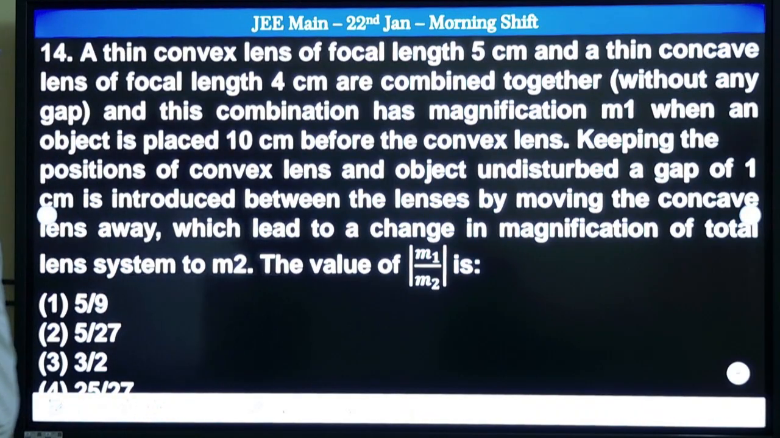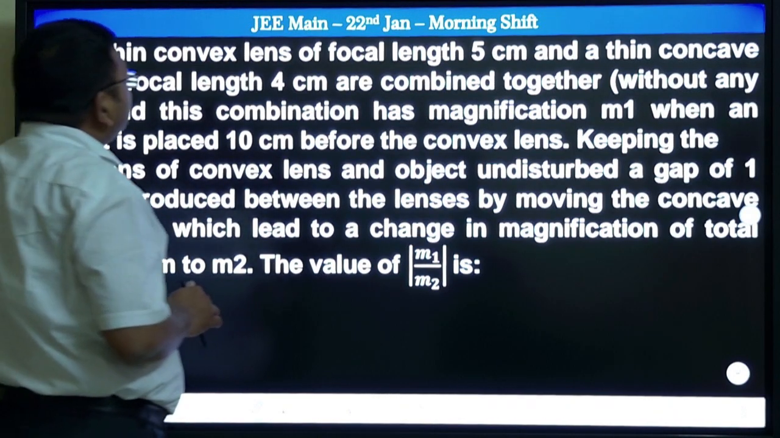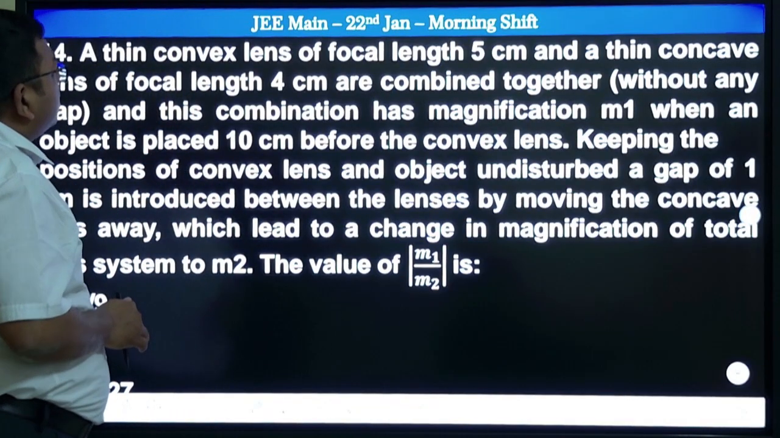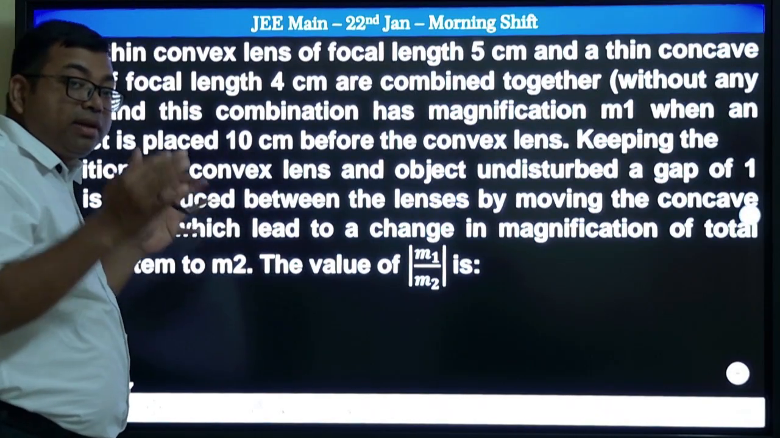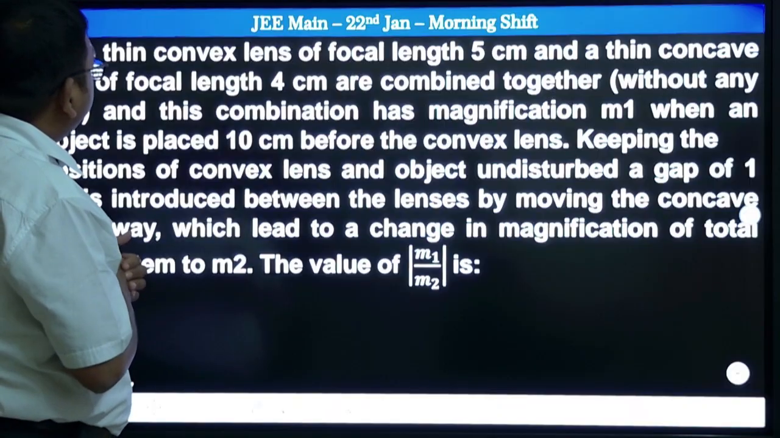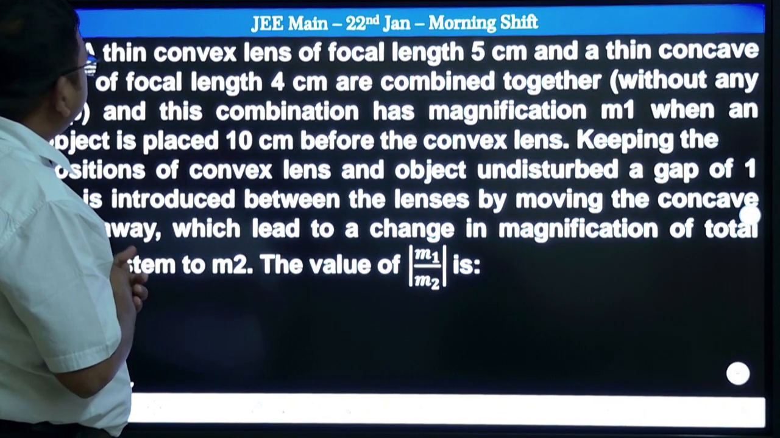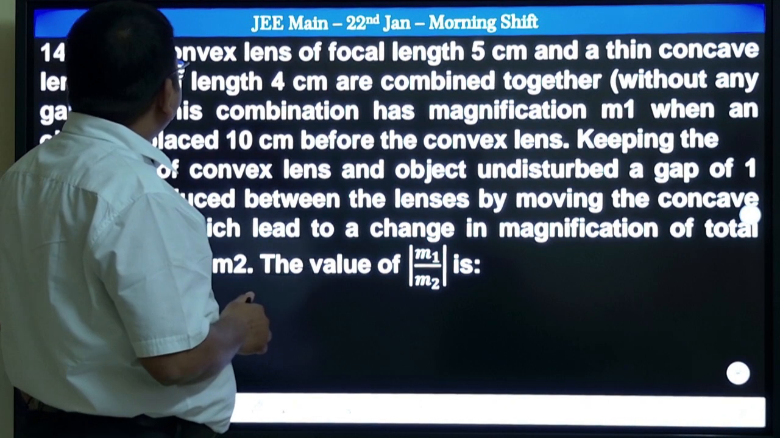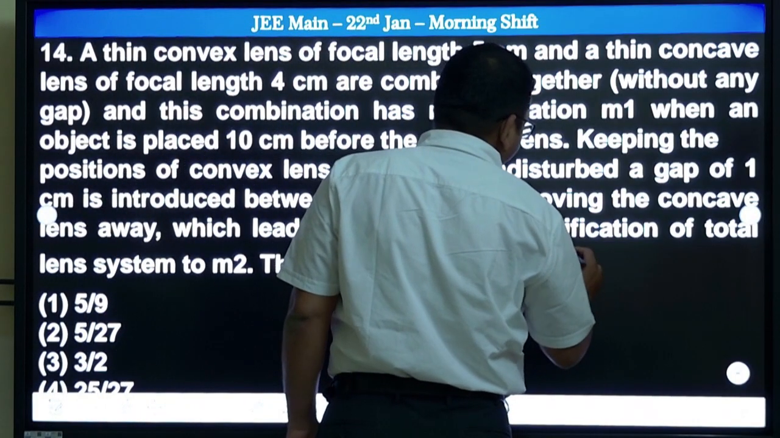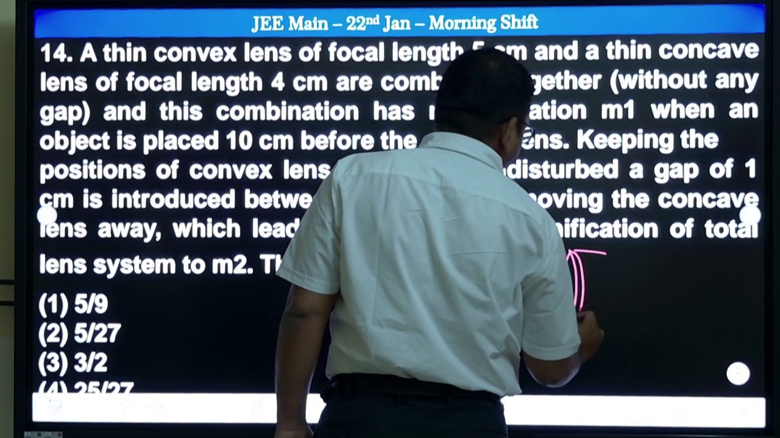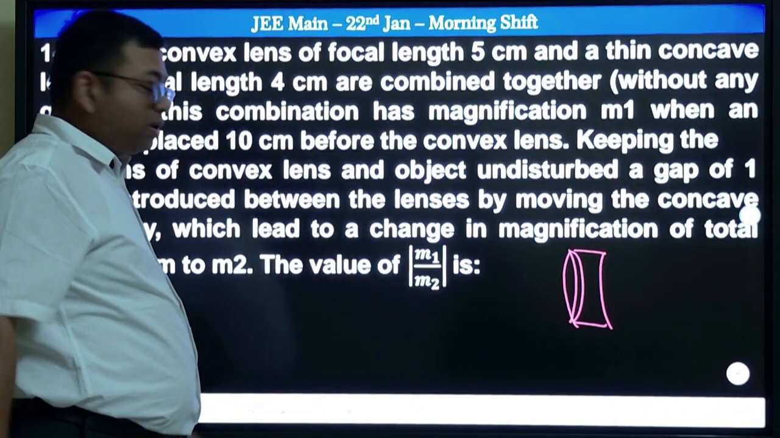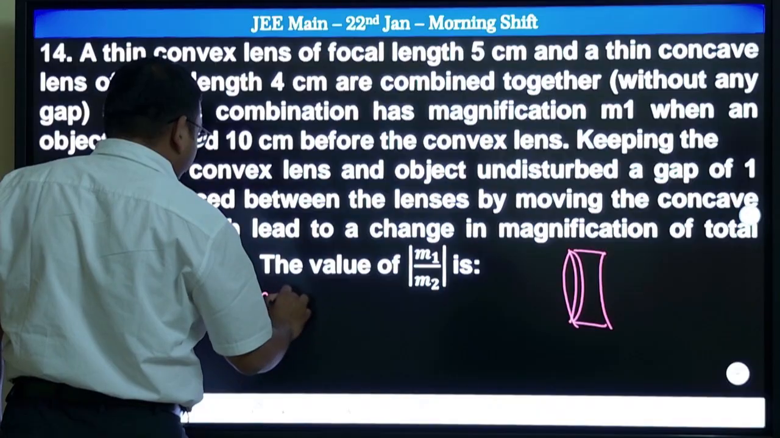Which formula can we use? First, let's draw the diagram. We have a convex lens of focal length 5 centimeter and a concave lens, and these are combined together without any gap. So initially both the lenses are kept together without any gap. Magnification M1 is when an object is placed 10 centimeters away. So first there is a convex lens and there is a concave lens, both like this.